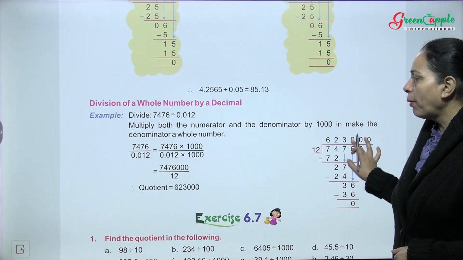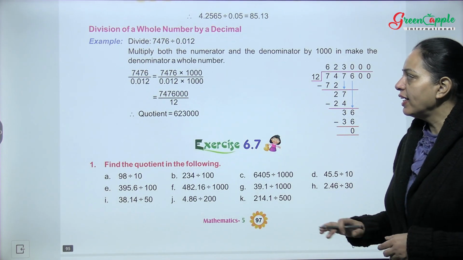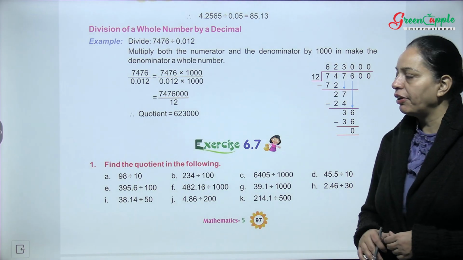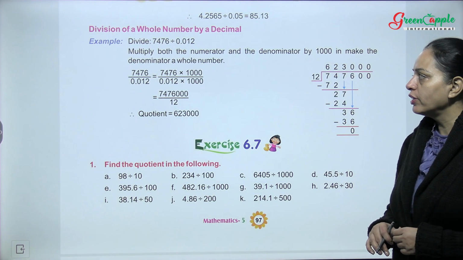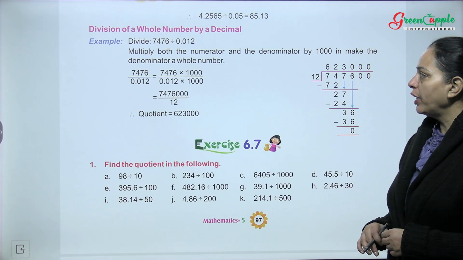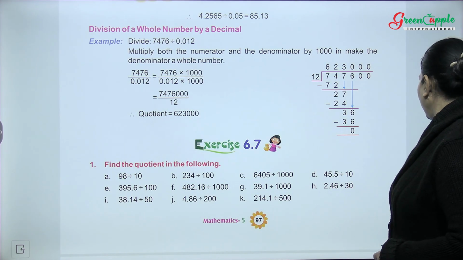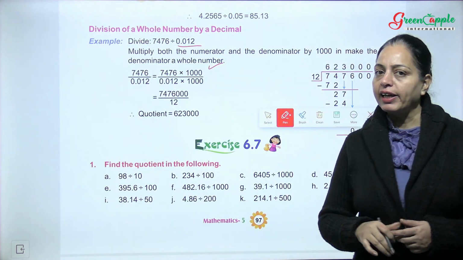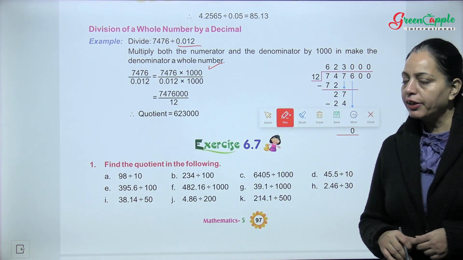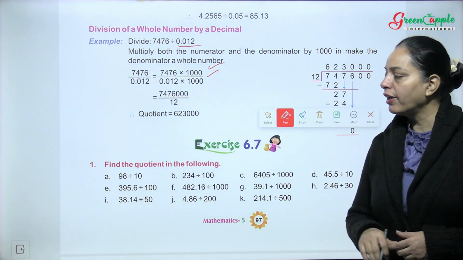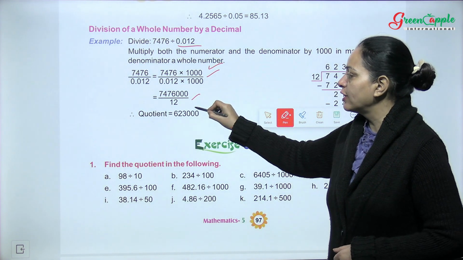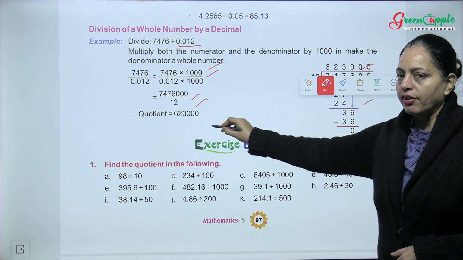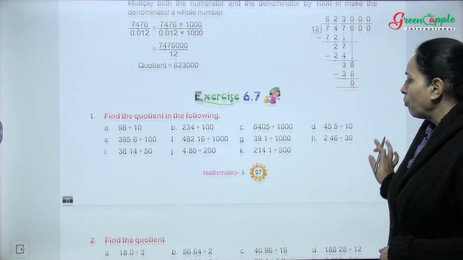Now division of a whole number by a decimal. See example like divide 7476 divided by 0.012. So multiply both the numerator and the denominator by 1000 to make the denominator a whole number. इसको whole number बनाने के लिए हमें 1000 से multiply करना पड़ेगा, तो हमने ऊपर भी 1000 से multiply करेंगे. So here we are getting this one. Now do the simple division. So this is the answer. Okay, do the practice. The concept will be clear to you.